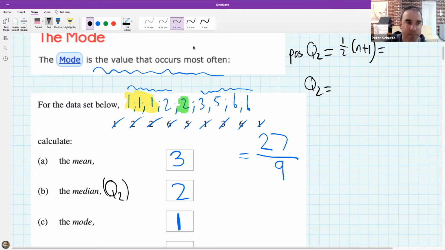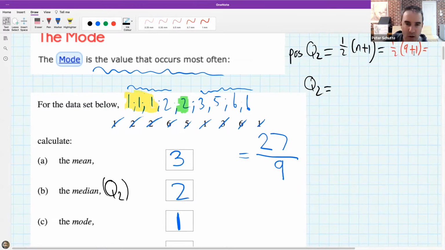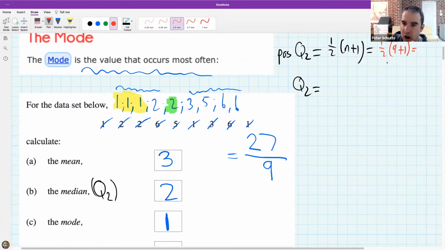Okay, it's 9. So what I do is I put it into this formula and I go, where there once was an n, I now put a 9. And what that means, if I carry out this calculation, is 1/2 times 9 plus 1 is going to give you 5. Now, 5 is not the value of the median. We know the value of the median is 2. So why is it telling us 5?